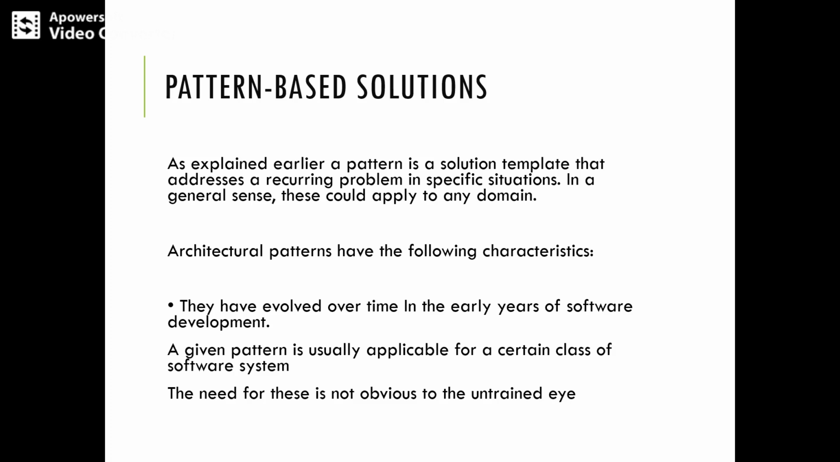The third characteristic of the architectural pattern is that the need for it is not obvious to the untrained eye. When a designer first encounters a new class of software, it is not very obvious what the architecture should be. This is because the designer is not aware of the actual software, or of how requirements might change over a period of time, or what kind of modifications are likely to be needed.